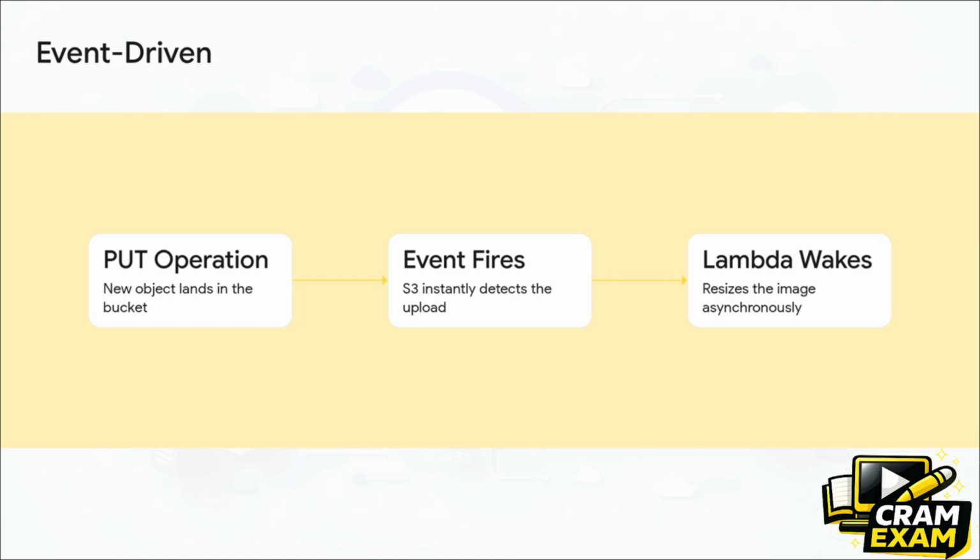It immediately fires an event directly to an AWS Lambda function, an SQS or an SNS topic. Your Lambda function then wakes up asynchronously, resizes the image in the background, and saves the thumbnail back to S3. And the best part? Your main server never even knew it happened. It just kept running perfectly smoothly.